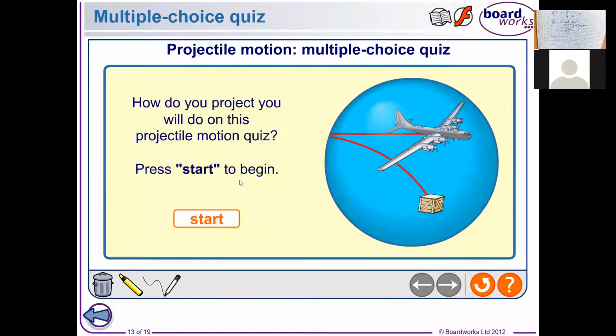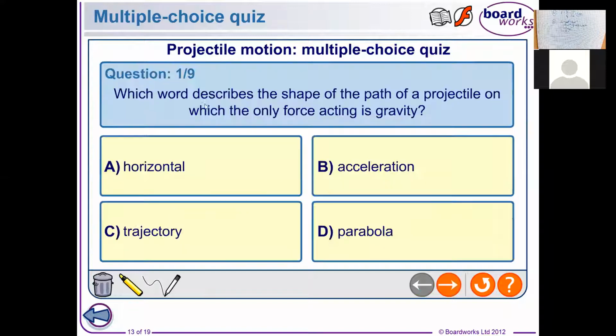So let's just check that we understand this. Which word describes the shape of the path of a projectile on which the only force acting is gravity? So I'm going to ask Sheila, which one's the right answer there? Sheila, are you there? Yes. I think it's D. I think it's D, parabola, correct.